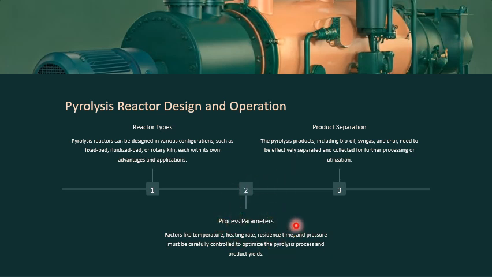And the second point is the process parameters. Factors like temperature, the heating rate, the residence time, and the pressure must be carefully controlled to optimize the pyrolysis process and yield product results. And the product separation. The products of pyrolysis, including bio-oil, syngas, and charcoal, need to be effectively separated and collected for further processing or utilization. So your plants must have these kinds of filtration or chambers in order for all of these processes to happen and to get separation of results.